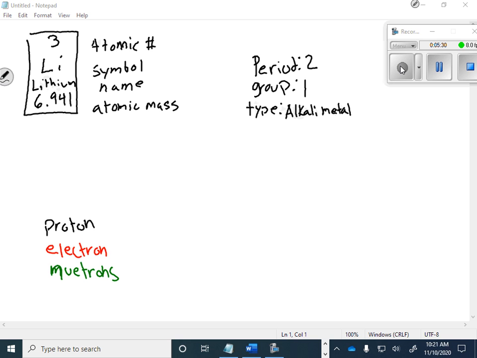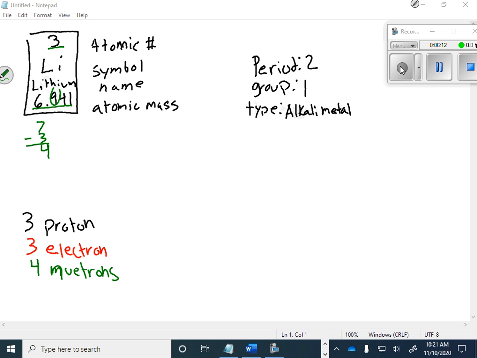Then the next step would be figuring out how many protons, electrons, and neutrons we have. We have an atomic number of 3, so we know it has 3 protons. And we have 3 electrons, because the electrons will always equal the protons. And then we have the atomic mass of 7, because that 6.941 is closer to 7 than 6, so we round that up to 7. Minus the atomic number of 3, we have 4 neutrons.